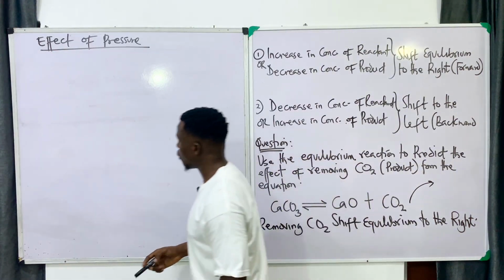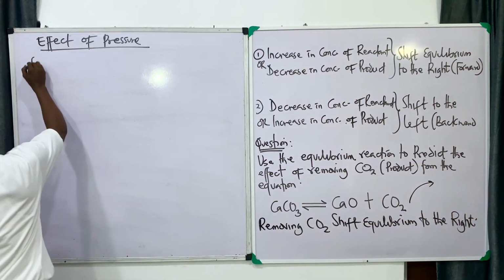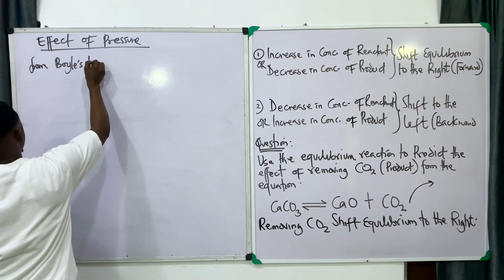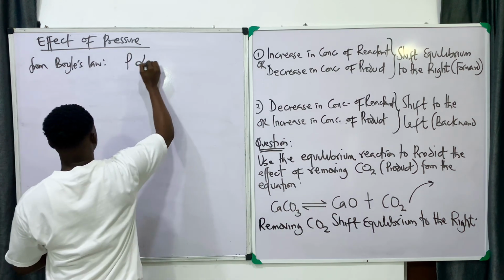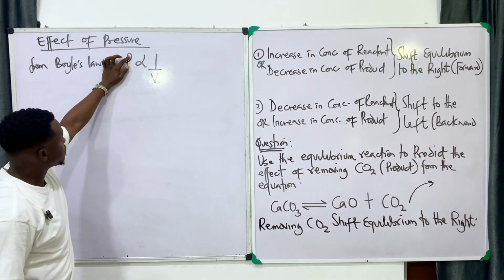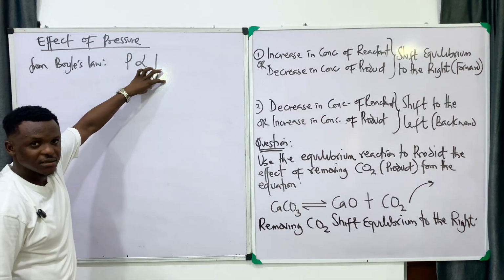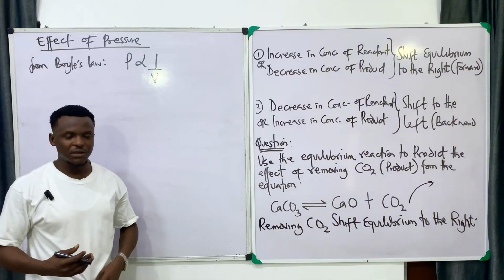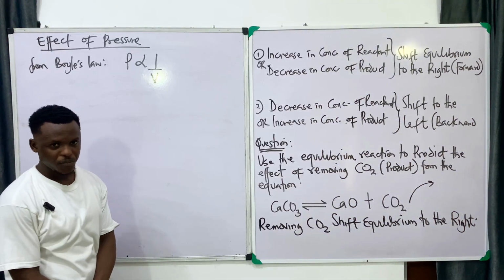Class, from Boyle's law, pressure is inversely proportional to volume. This simply means that if you increase pressure, volume decreases. If you decrease pressure, volume increases. Inversely proportional. If one is going up, the other one has to go down.